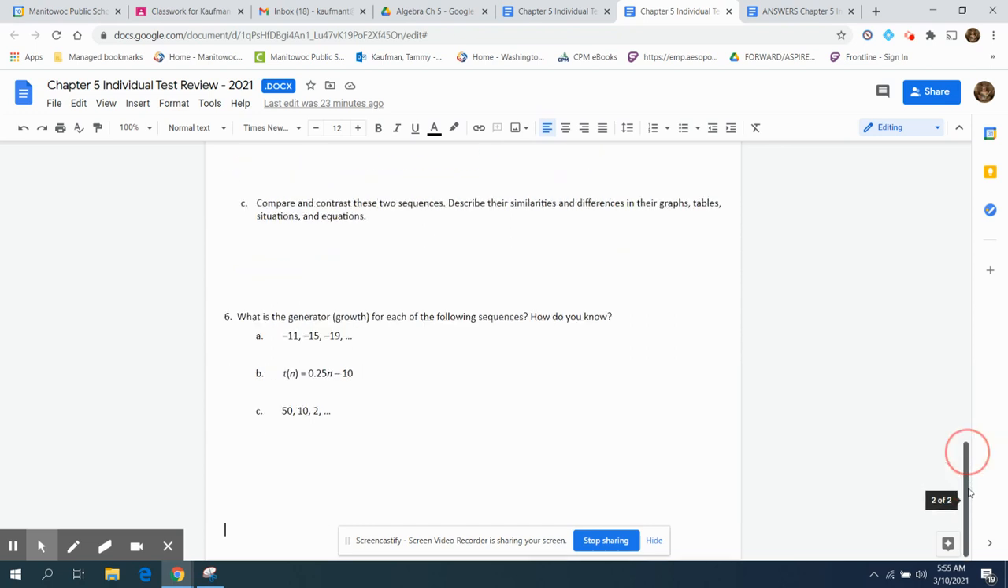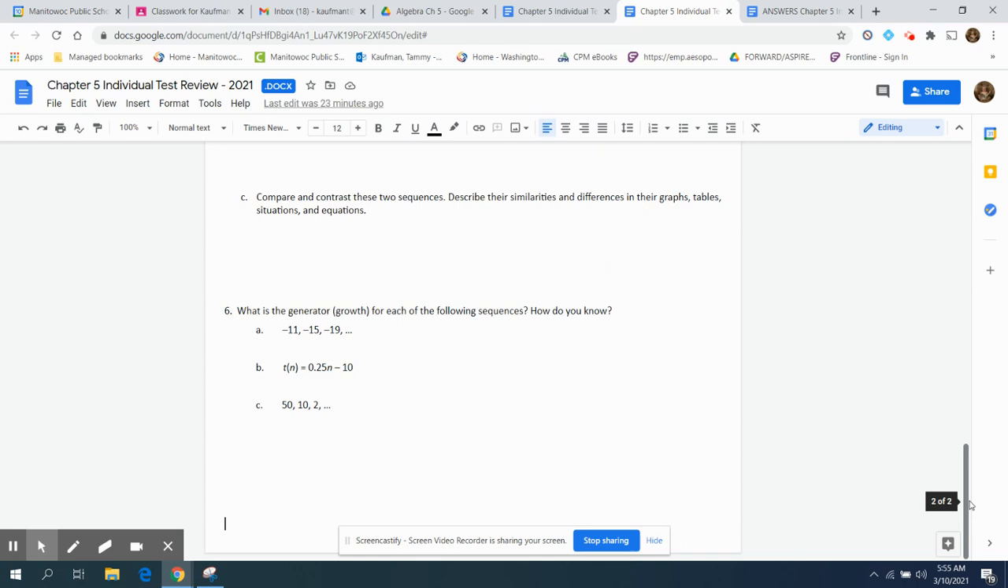And then the last one is just, can you identify the sequence generator? I give you some sequences and I gave you an equation. So knowing the terminology, what a sequence generator is. I also will have the answers attached in here. The answers will be in there.